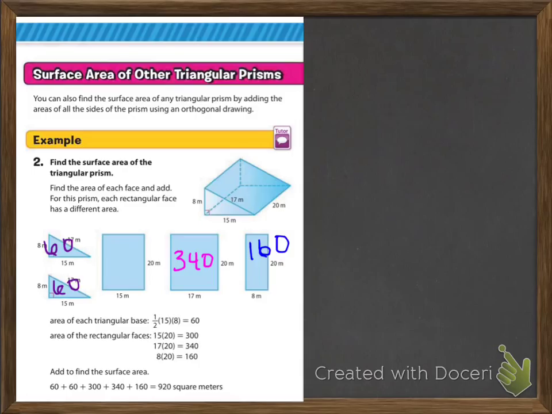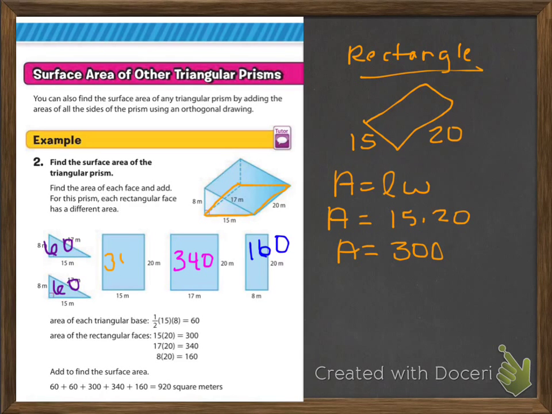Okay, now we have one left. I'm going to go ahead and do this one in orange. This one is going to be found with the 15 meters and the 20 meters. So you're going to see this right here, 15 and 20, 20 and 15. Now at the top, I'm going to write rectangle again. Okay, so as you can see now, we got an area of 300 for this rectangle.